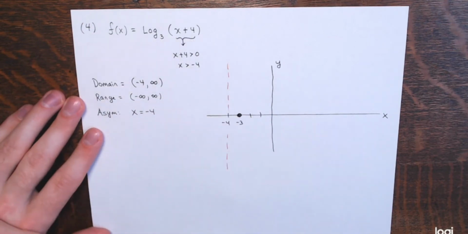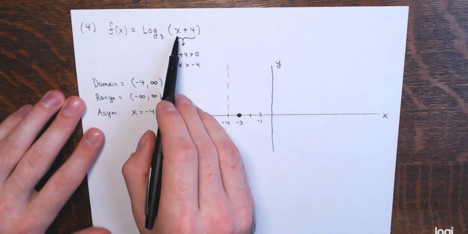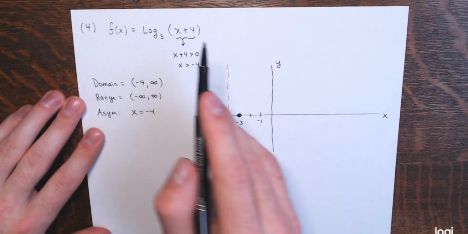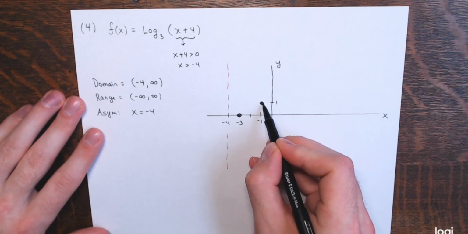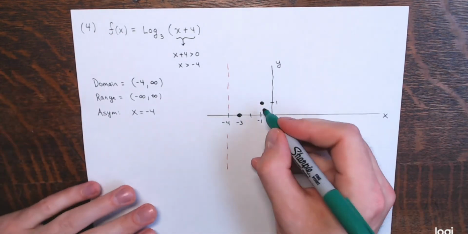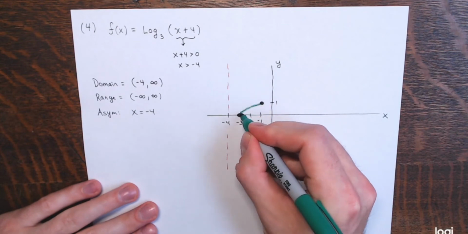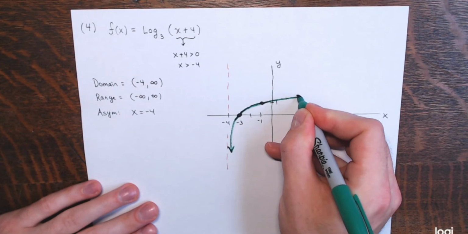Negative 3, 0. And then if I plug in negative 1 for x, you'll have 3 in here. The log base 3 of 3 is 1. So (-1, 1) would also be on this graph. And now that I have 2 points and the asymptote, I should be able to make a rough sketch of the graph. All right, it looks like it's an increasing function, like that.